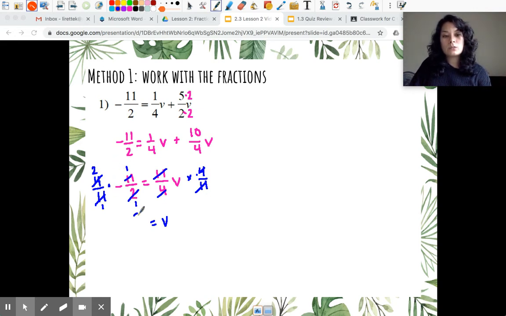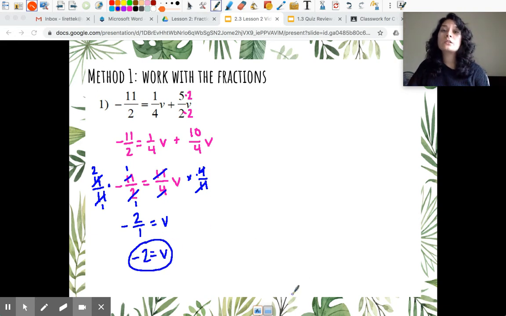2 times 1 gives me 2. 1 times 1 gives me 1. Positive times negative gives me negative. So I can leave my answer like this, or I can simply write it as an integer. So here's the answer that we're getting. So that's one strategy that we can use to work with fractions, is just to work with fractions with what we currently know throughout.